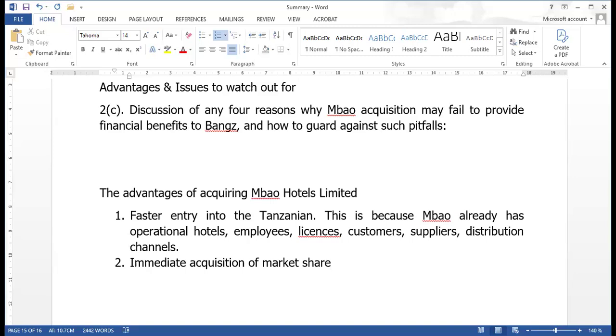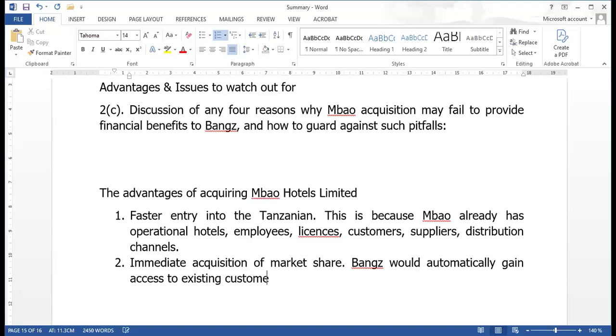So by acquiring Mbayo, Baganzi would automatically gain access to existing customers and share of the market. This is existing customers of Mbayo. Already Mbayo is on ground.